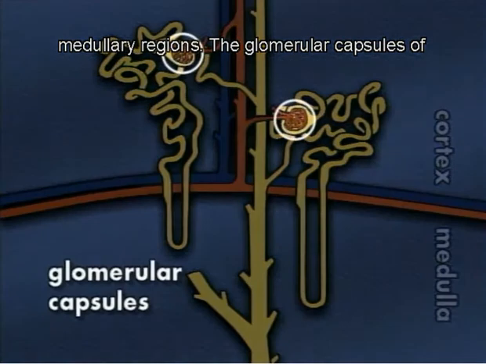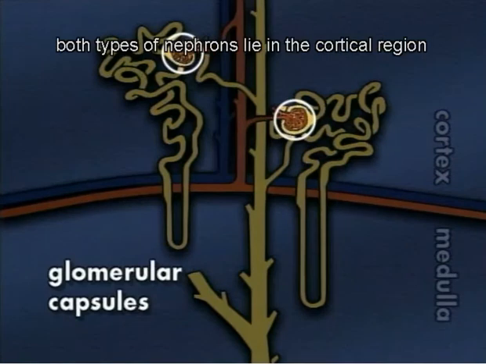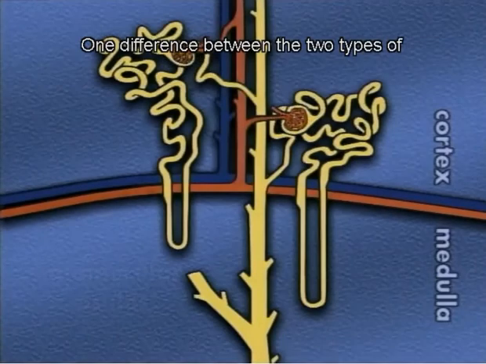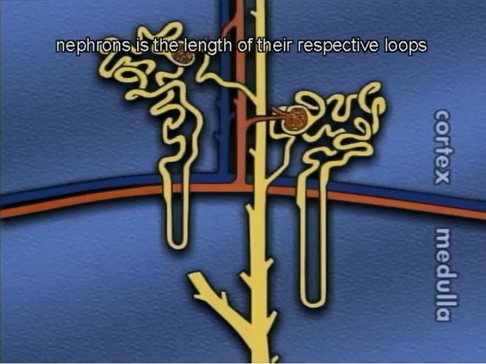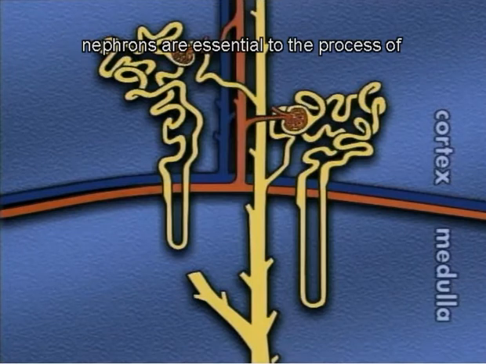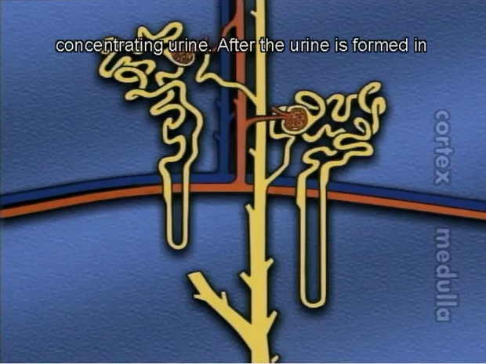The glomerular capsules of both types of nephrons lie in the cortical region and give it a granular appearance. One difference between the two types of nephrons is the length of their respective loops of Henle. The long loops of the juxtamedullary nephrons are essential to the process of concentrating urine.